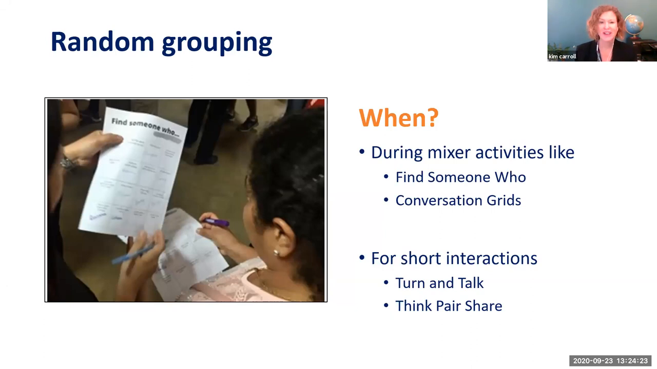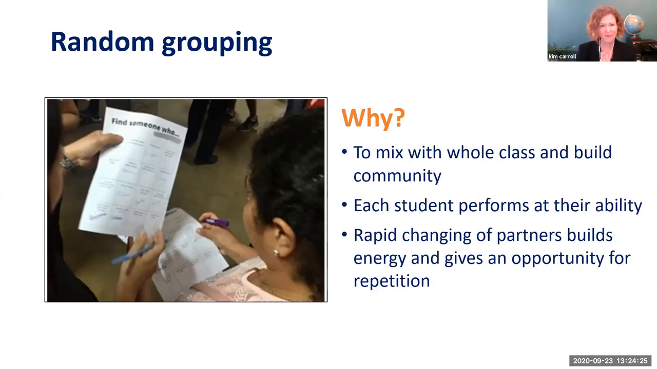Why, though, do we want to use random groups? So usually when I'm putting students into random groups, it's because I want to mix the whole class and I want to help with that community building, breaking the ice and letting them have a chance to get to know each other. I like to use it at times where students can perform at their own ability. So even if you have mixed ability classes, everyone is at their own ability, doing their best, and it works very well with the kind of activity.